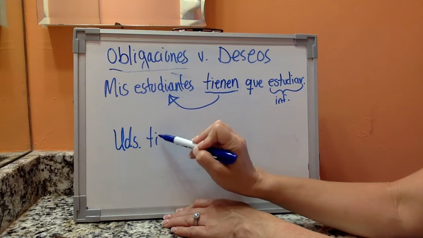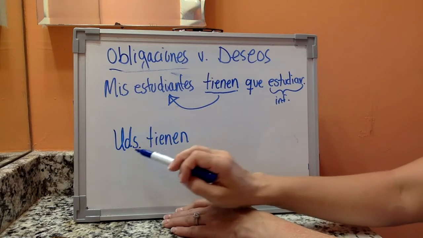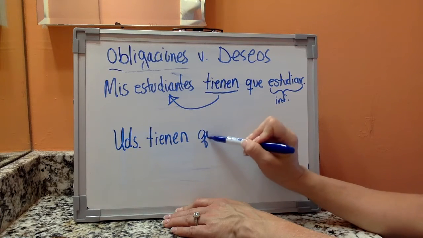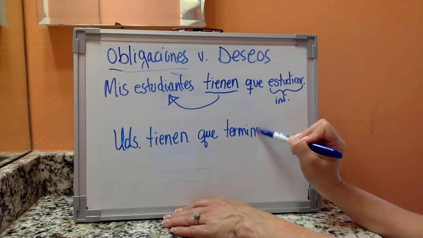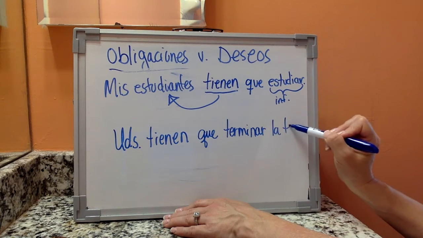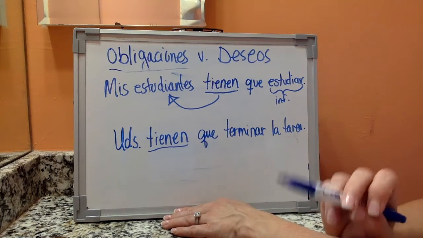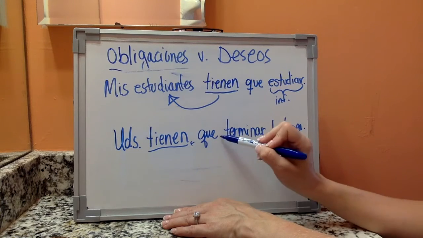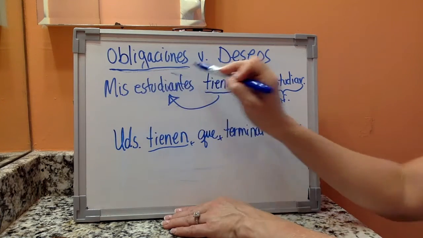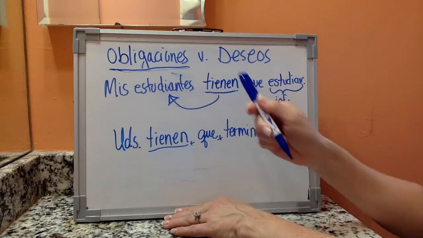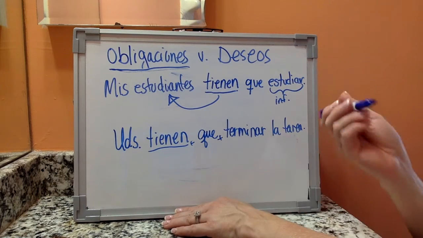Ustedes. Okay, so my students, or I can say you all, ustedes tienen que terminar la tarea. Okay, conjugated form of the verb tener plus que plus an infinitive. All right, so those are your obligations, things you have to do. My students have to study. You guys have to finish your homework.